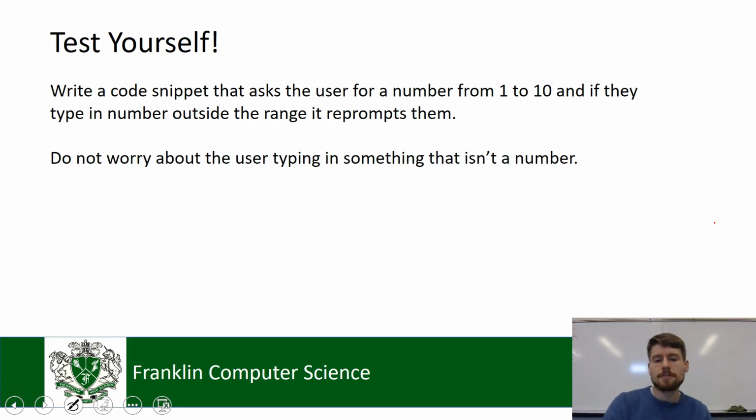You might run into that if you try to do this. Just assume that they type numbers in, and if they type something that's not a number, don't worry about it. You just make sure that those numbers are in the right range. If they type something that's not between 1 and 10, then you should reprompt them. Okay, so pause the video, go ahead and try this out yourself, and then I'll show you the answer.